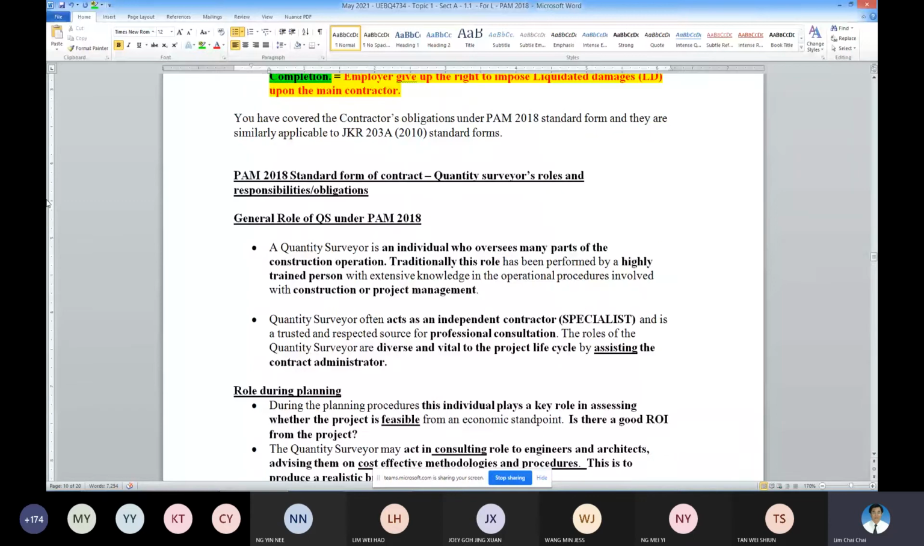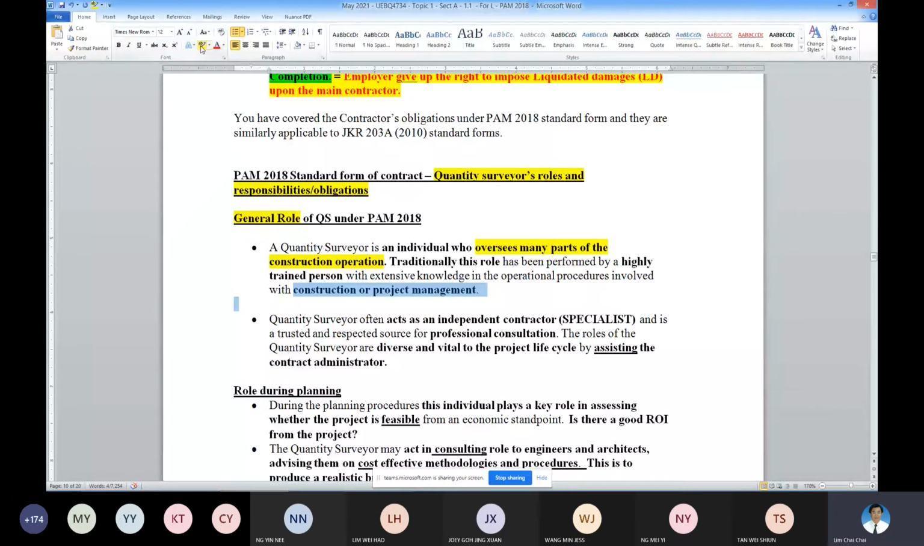Next, we go on to the QS's roles and obligations. So the QS role here is to oversee parts of the construction operation. Sometimes the QS are involved in the construction or project management. So this is one of the potential roles.